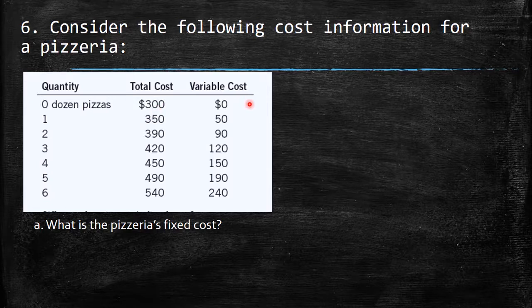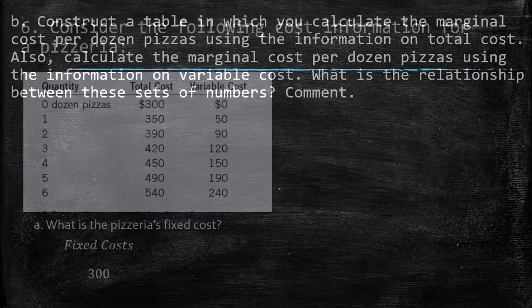So for this reason, this is going to be 300. And actually, for each production difference, 350 minus 50 is going to be 300. Again, the fixed cost. Or here we have again the subtraction of 540 minus 240, which is going to be 300. So 300 is going to be the fixed cost of this pizzeria.